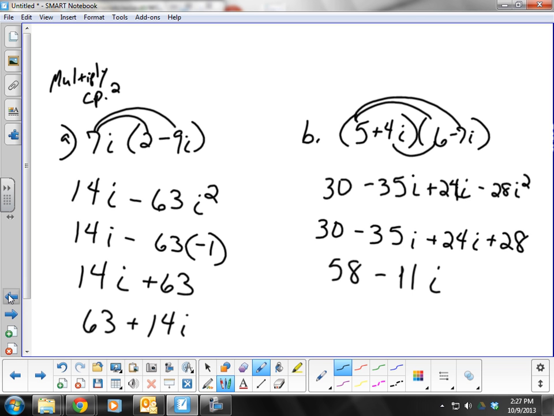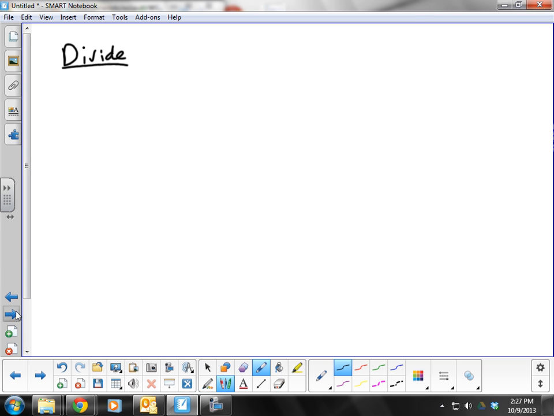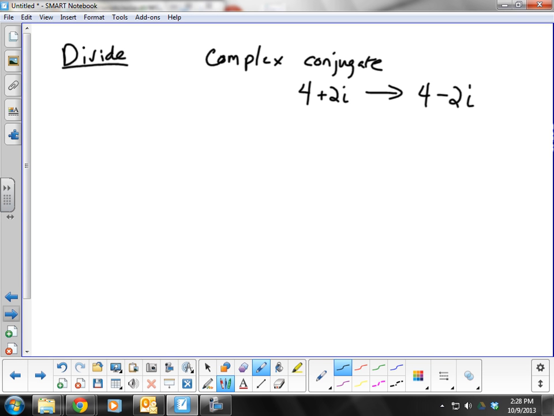Now, before we talk about dividing, I've got to give you a definition. It's called the complex conjugate. So if I have a complex number, 4 plus 2i, then its complex conjugate is 4 minus 2i. Okay, same numbers, but you just change the operation between them. Same numbers, just change the operation.